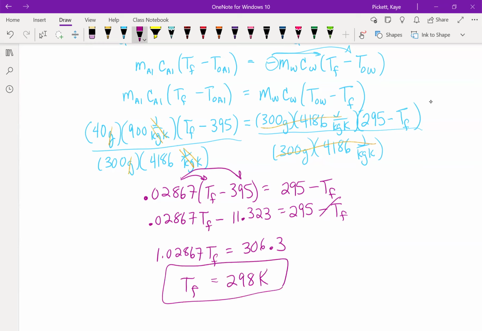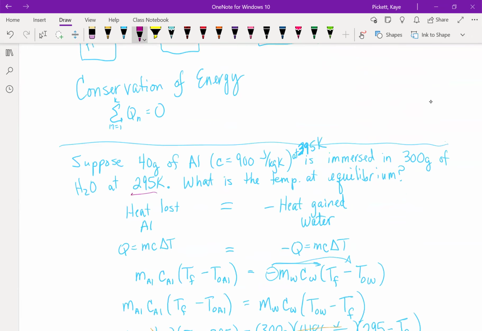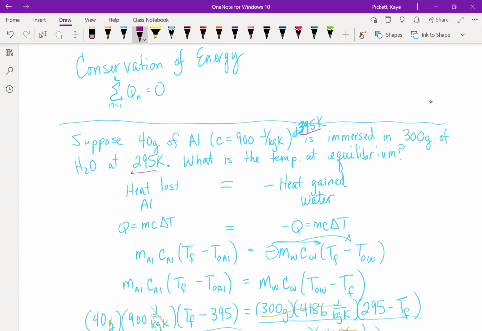Now, here is what you have to actually think about now. Looking at my answer, there's my equilibrium temperature. We started out at 295 and 395. The final temperature has to be between those two. It violates conservation of energy for them to be anywhere but in between those two. So now let's take a look. 298 is awfully close to 295.